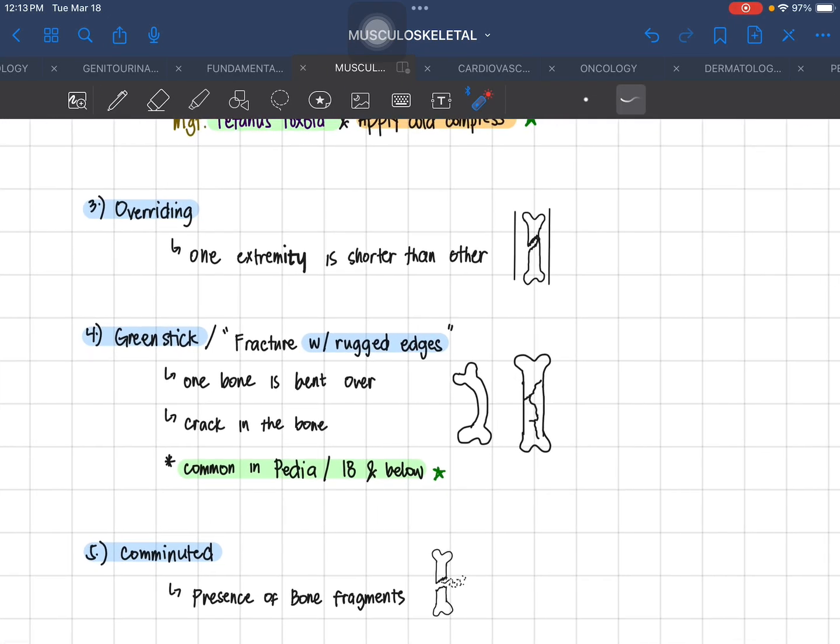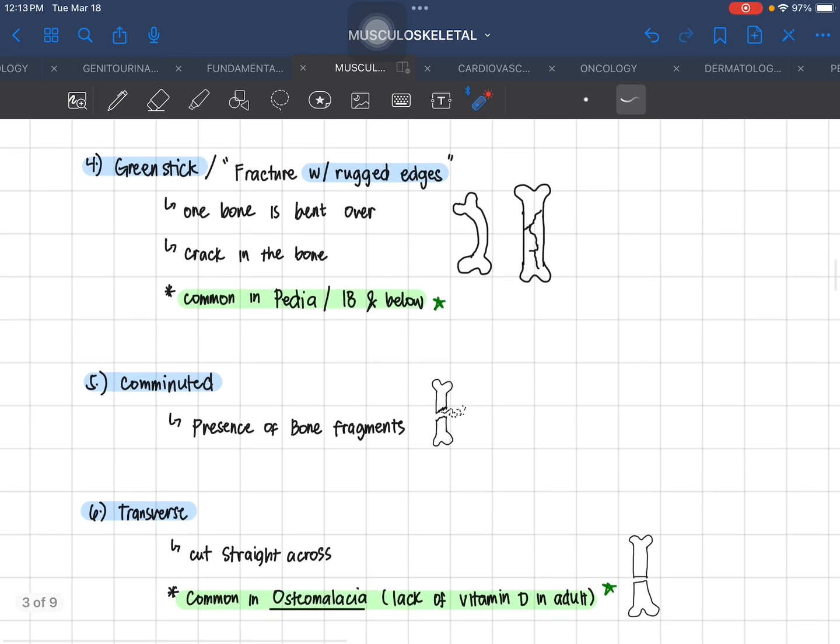And next is green stick. Ito common to sa mga pedya o 18 and below. Ayan, yun yung mga pedya. Ulitin ko ha, green stick is fracture with rugged edges. Tandaan nyo, ang green stick fracture ay ang fracture with rugged edges. So, one bone is bent over o cracked sa bone. So, common siya in pedya o yung mga patient na 18 and below.